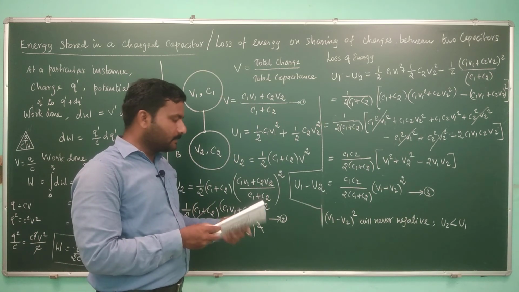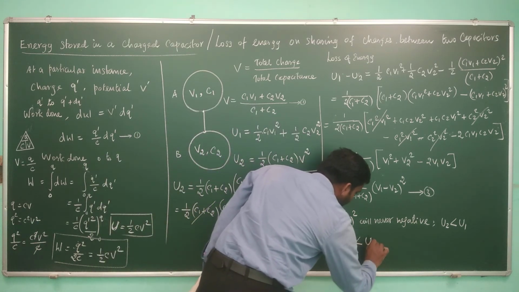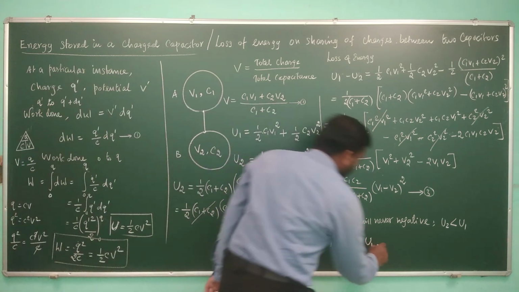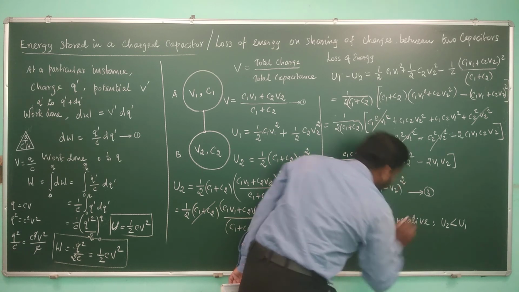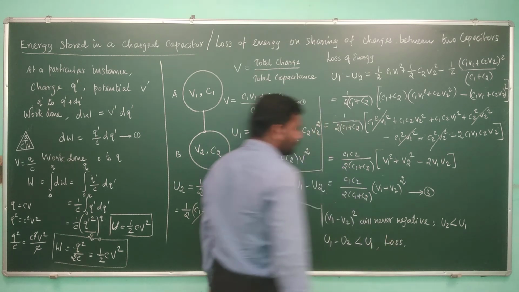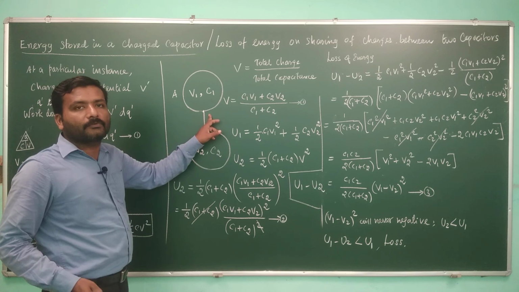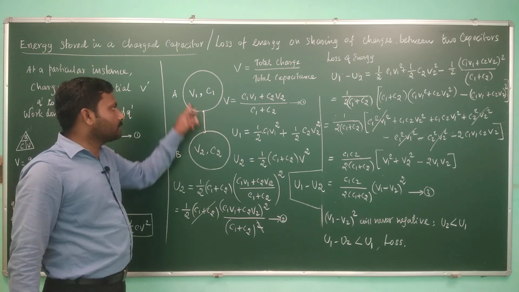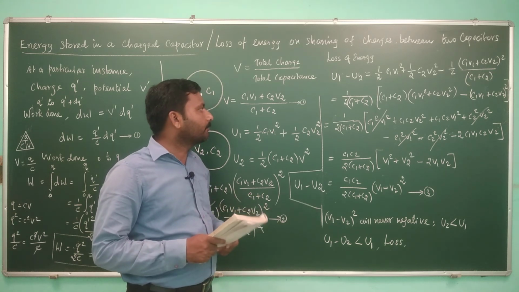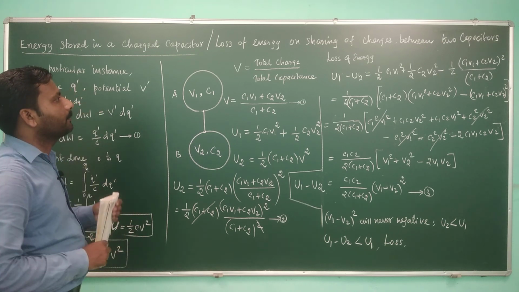If U2 must be less than U1, then what will happen? U1 minus U2 will be positive, so in this case there is a loss alone, nothing beyond that. Where does this loss go? This loss will go as heat dissipation in the core of the wire, and when you join these two capacitors, there exists a spark. This spark will dissipate some energy. So this is the loss of energy on sharing of charges between two capacitors.